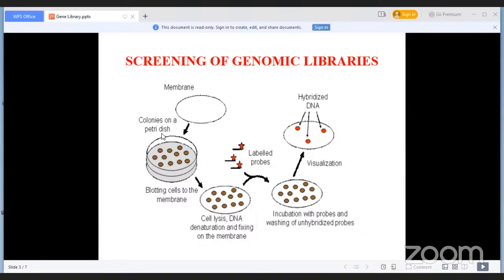Why is it only the study of the expression of mRNA? Because what is our template strand in cDNA?